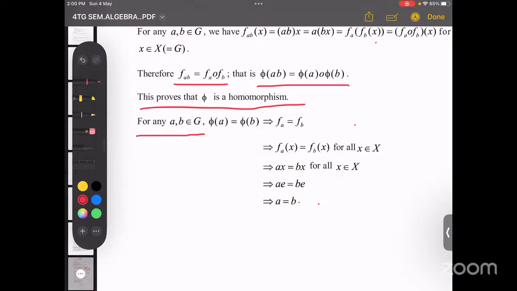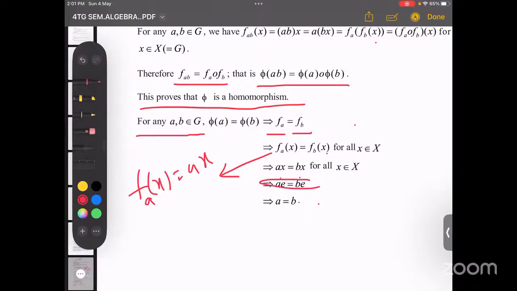So what is the function we have defined? Pi value we have defined as f of A, and pi of B means f of B we are writing. If you take for this function, that is f of A of x equals f of B of x for all x belonging to X. Okay. f of A x means this one, above we have defined for the permutation group. That is f of A x equals A x. Okay. From that we are writing here f of A x equals A x, f of B x equals B x.